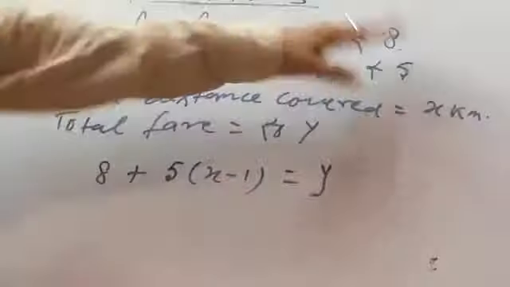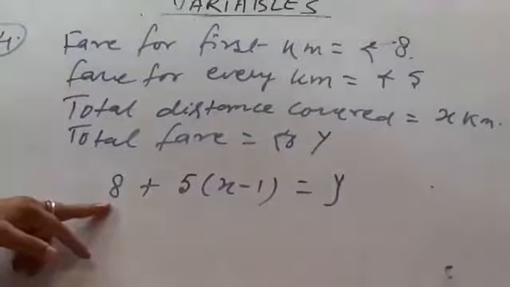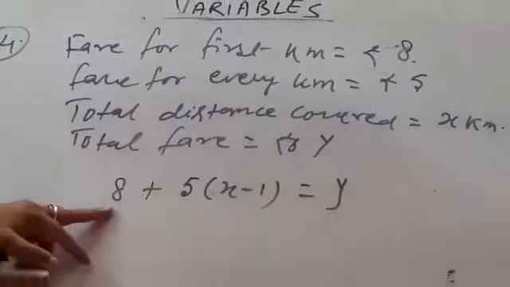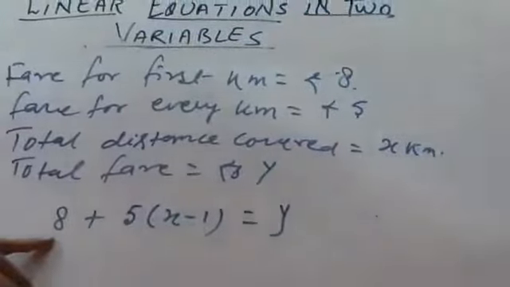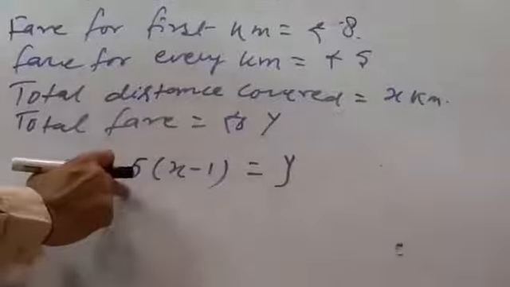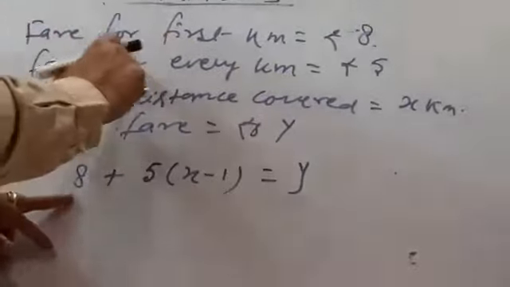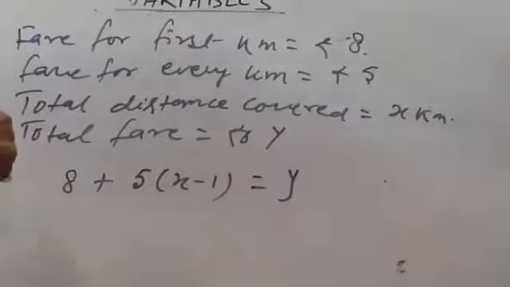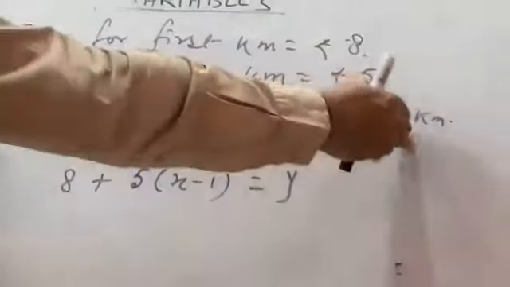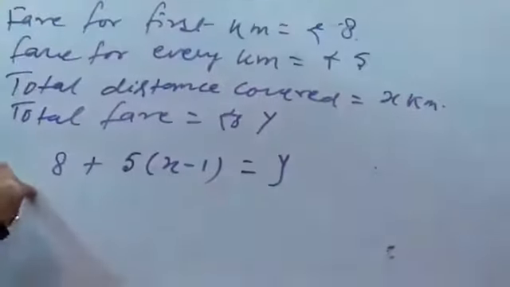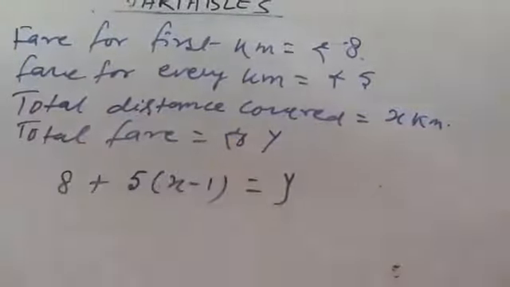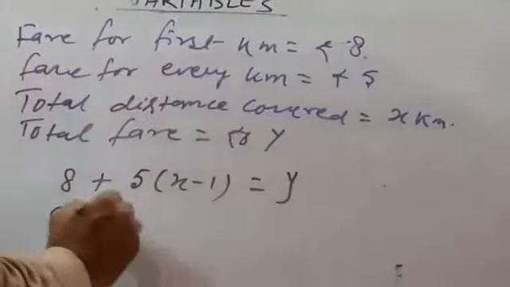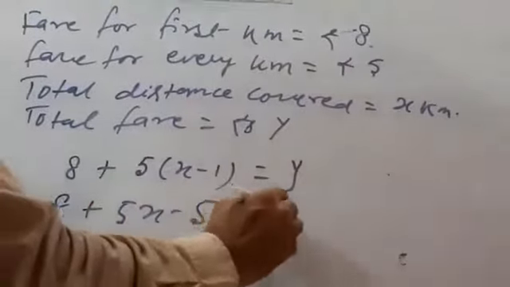I have written the fare for the first kilometer, which is 8 rupees. Now, once we have paid the fare of the first kilometer, the total distance was x kilometers. So this 1 kilometer is subtracted from the total and it is multiplied by 5, because it is given for every kilometer. The remaining distance is x minus 1, because we have already paid for the first kilometer, and this is multiplied by 5, and the total fare paid is y. Now just write down 8 plus 5x minus 5 is equal to y.